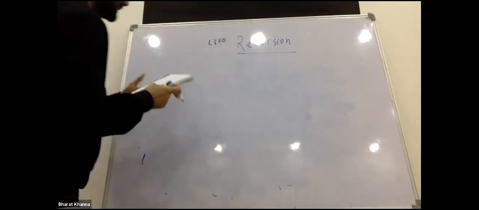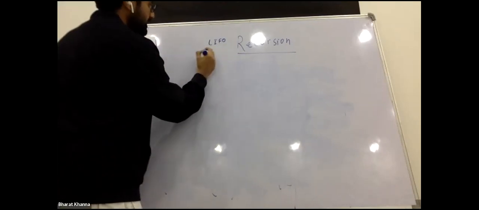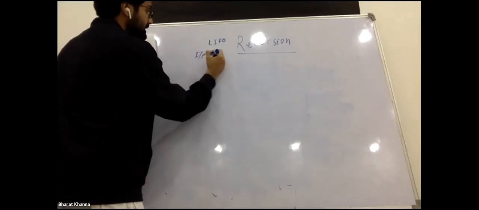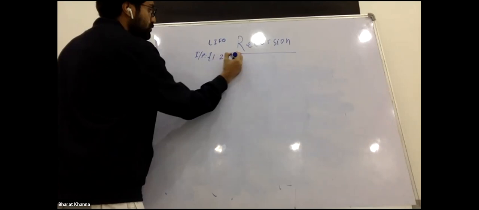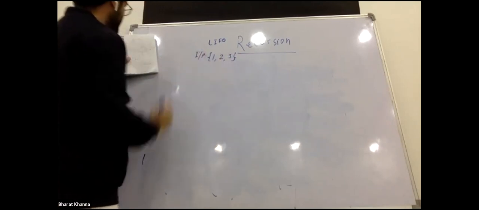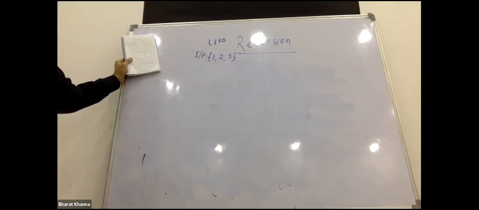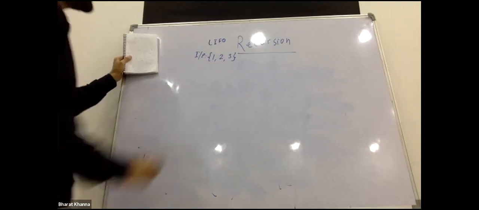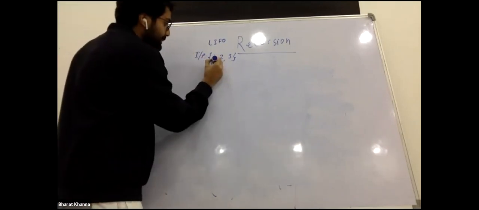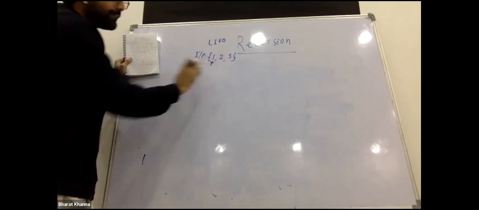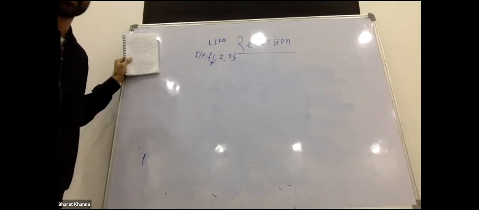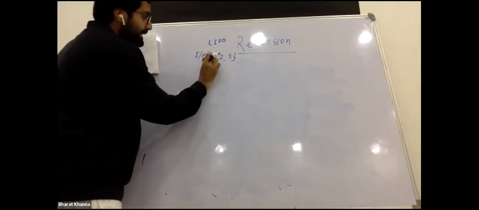So let us start our journey. Here is my input that contains 1, 2, and 3, three elements. Now, as I said, all the elements have a unique index in this set or in this array. For this, the index is 0.